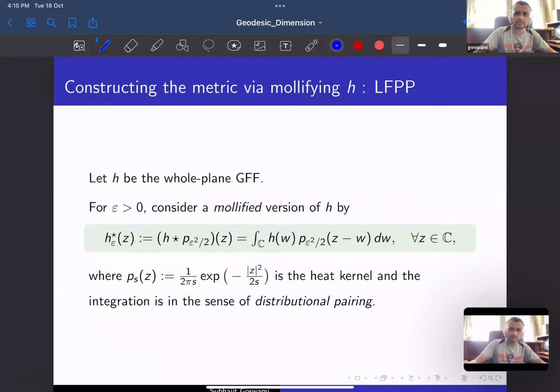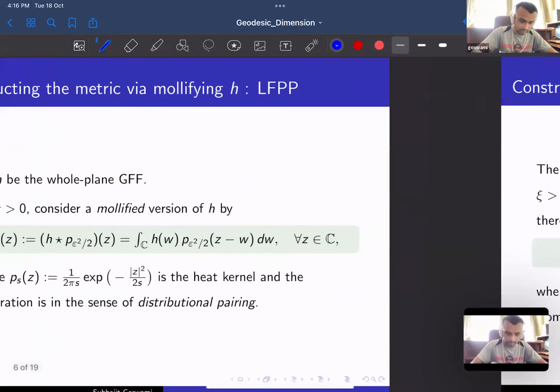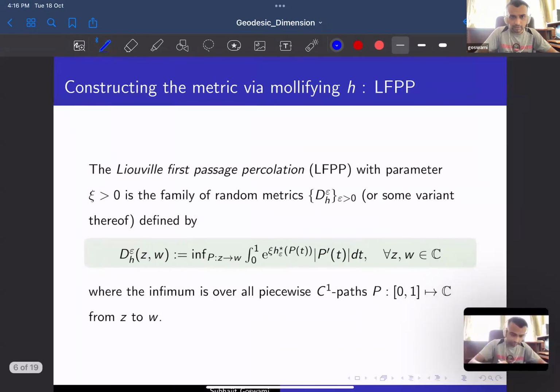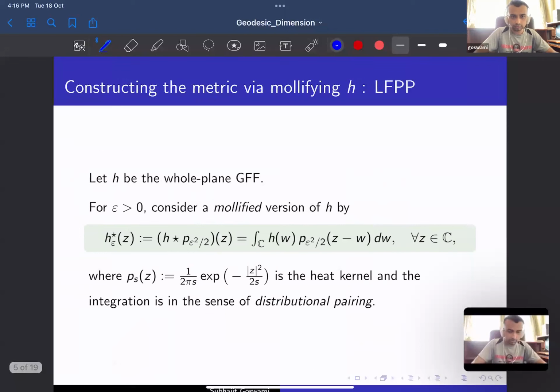So how does this first passage percolation come into the picture? For those of you who know, otherwise I'll again describe it. Okay, so again, let's just make this thing precise. What you're taking is a whole plane GFF.